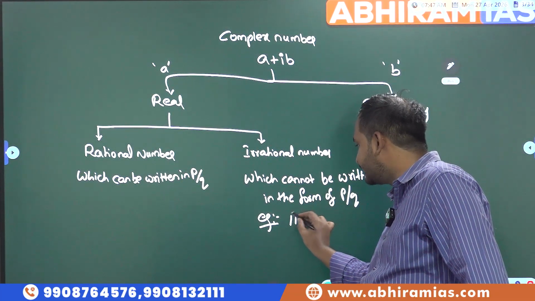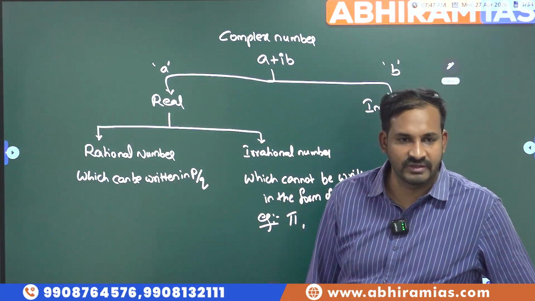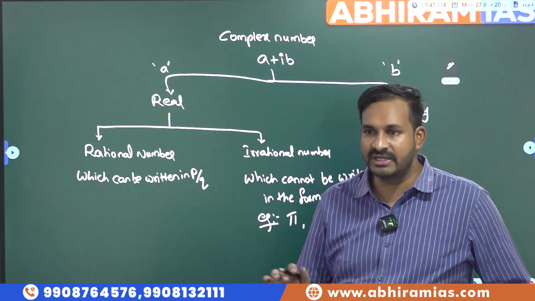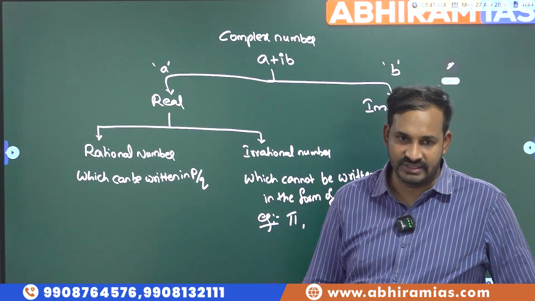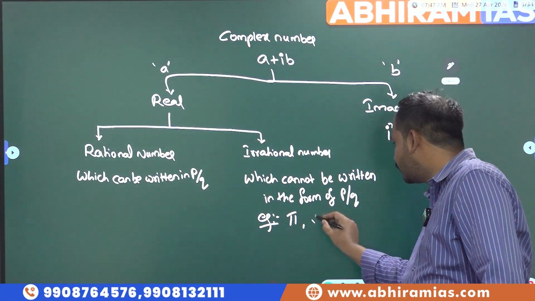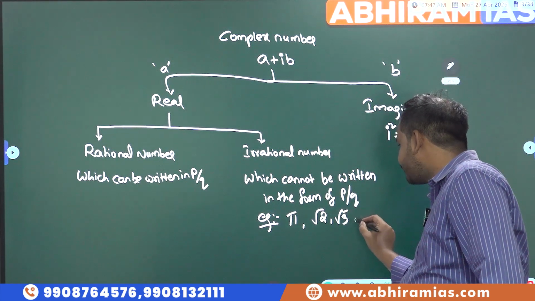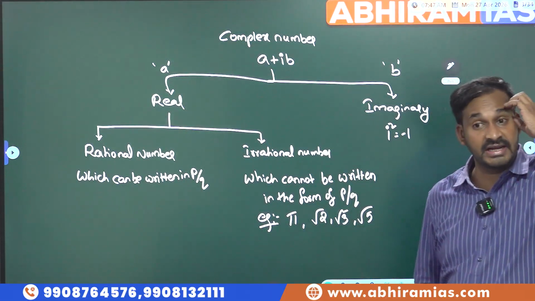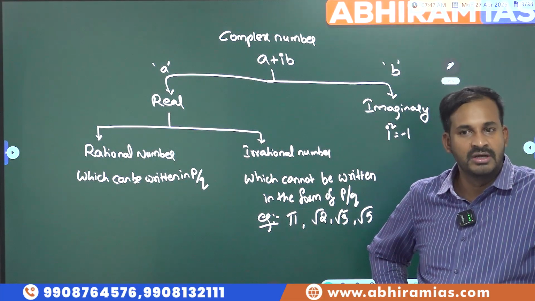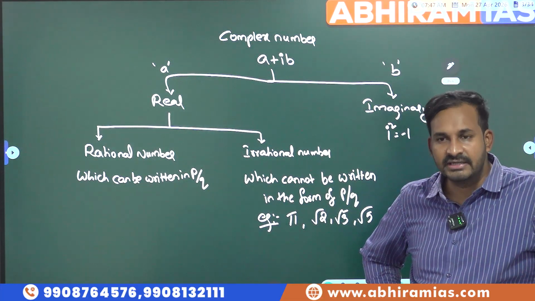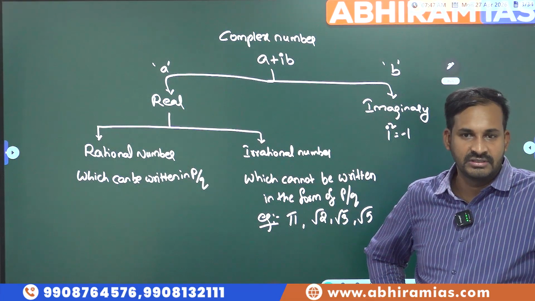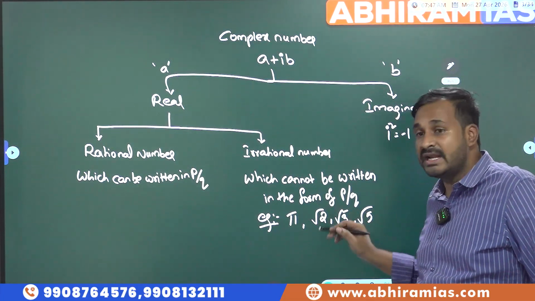Examples are pi. Sir, we will take pi as 22 by 7. No, sir. That is an approximated value, students. Actually, pi is an irrational number. We cannot write the pi value as 22 by 7. That is just an assumption only. Next, root 2, root 3, root 5. These types of numbers are irrational numbers for us. Actually, sir, in some cases, we take root 2 as 1.414, root 3 as 1.732. But all those are approximated values only. Those are not the exact values.